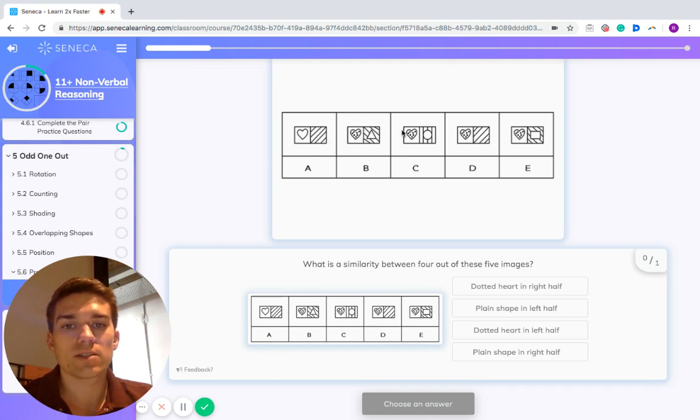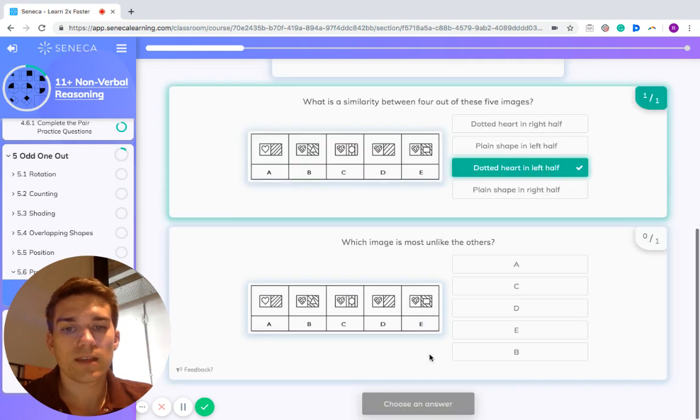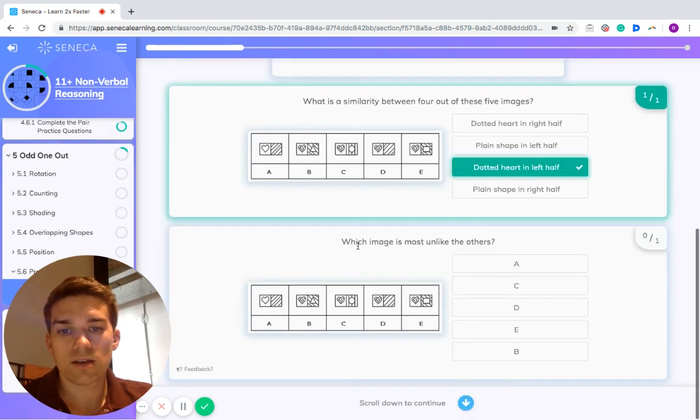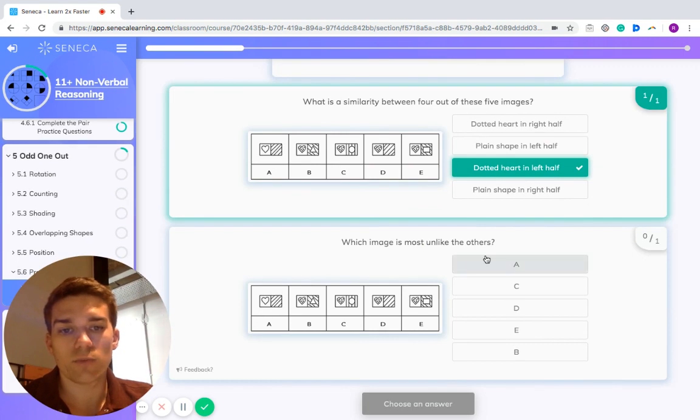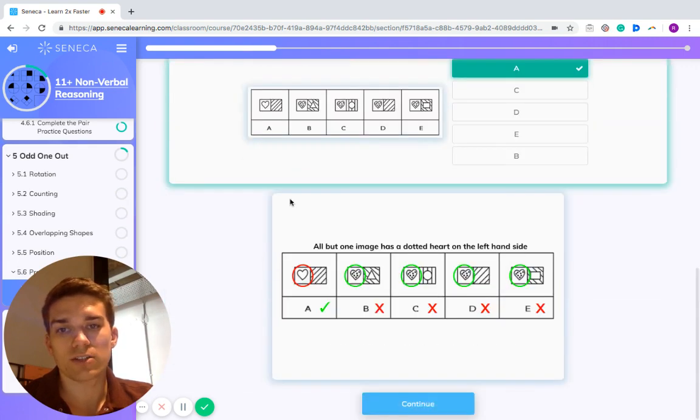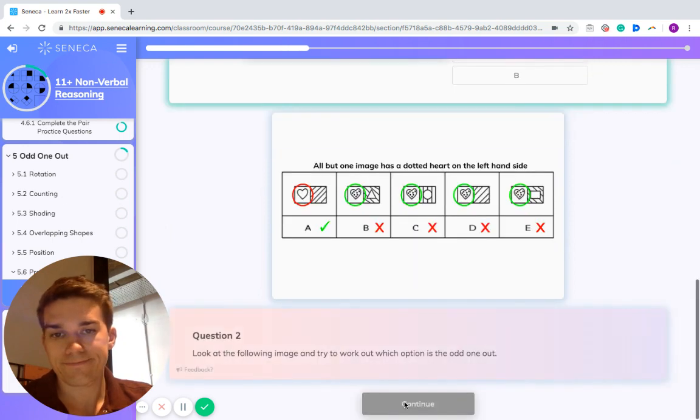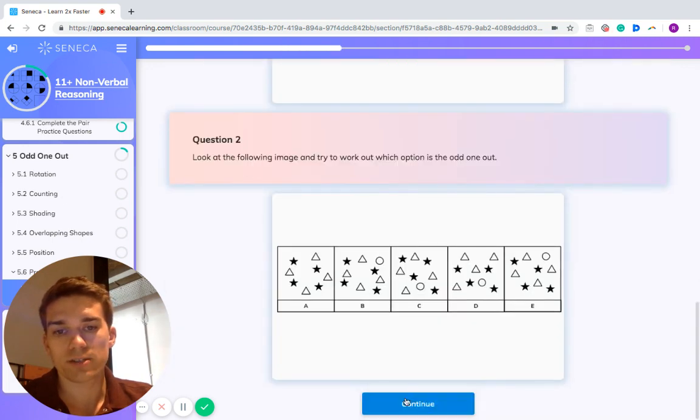So I'd say the only similarity that covers 4 of them is the dots in the heart on the left-hand side. So dotted heart on the left-hand side, and the one that is most unlike the others would be A, because that one doesn't have a dotted heart on the left side. So again, which one's the odd one out? So let's have a look at the similarities across these ones. So we've got each one's got 4 black stars.